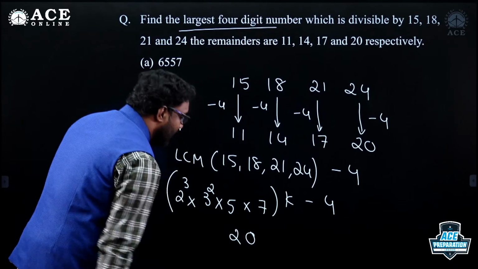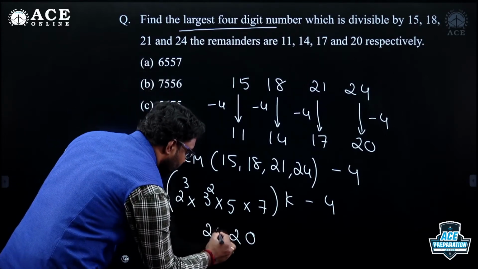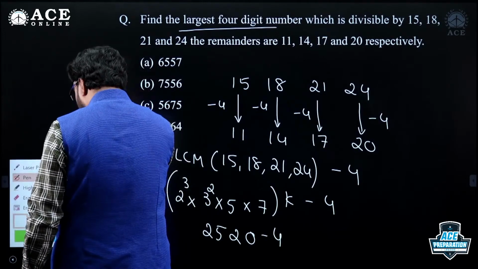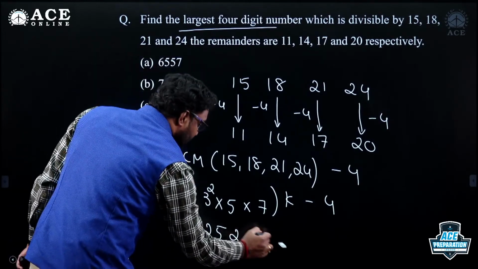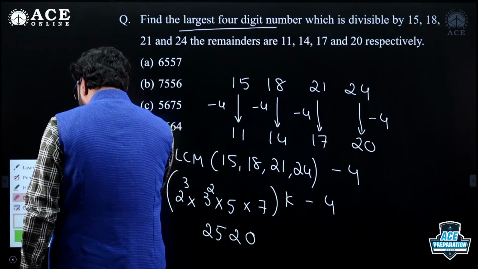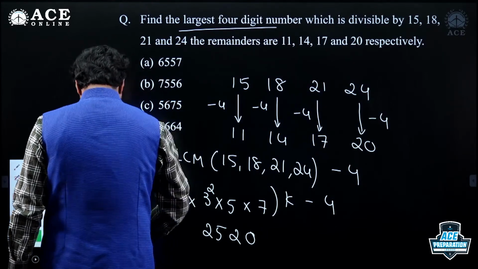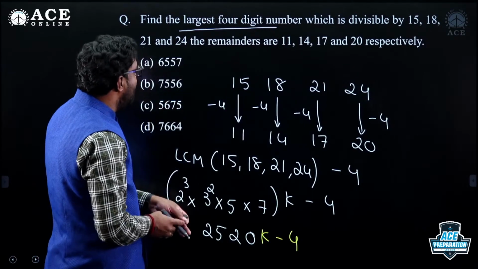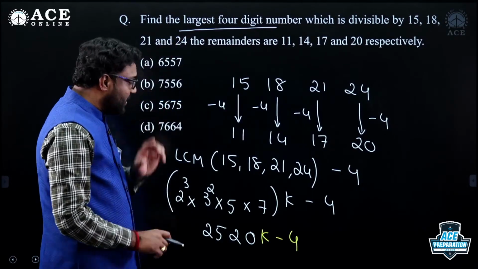If you just do the calculation, hope you got 2520 minus 4. Okay, that's the smallest one. I don't write -4 also here directly. Okay, 2520 k minus 4. Right. Now you can vary the k value until you get the largest 4-digit number.